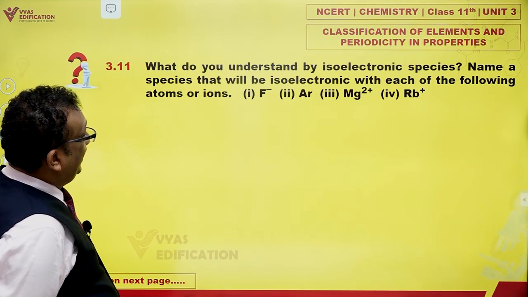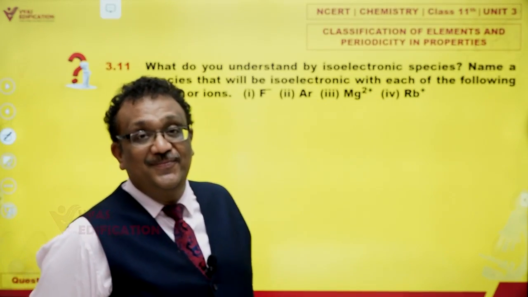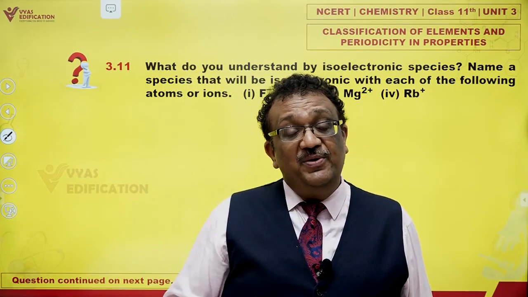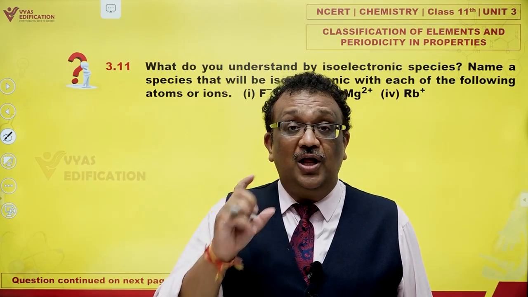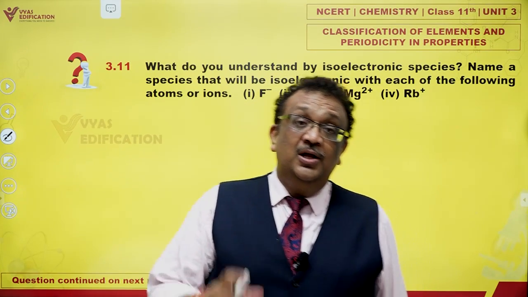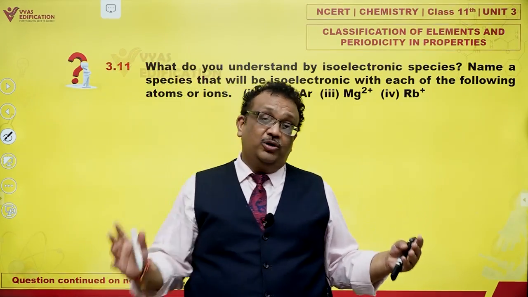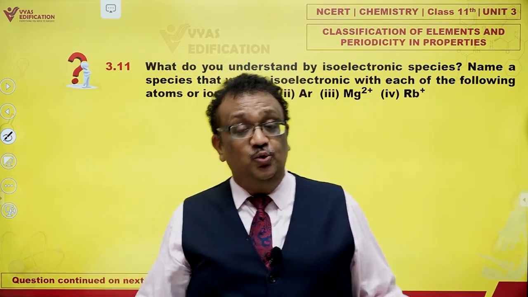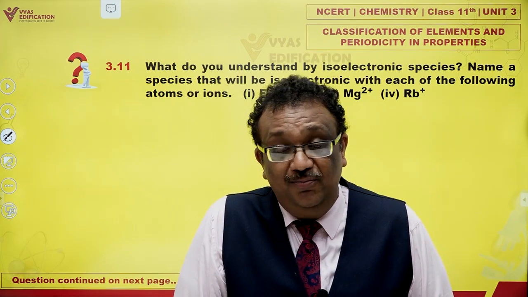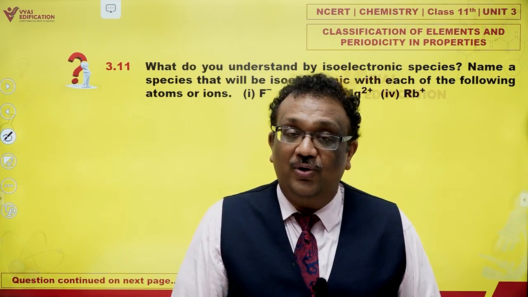What do you understand by isoelectronic species? If different species have the same total number of electrons, please note, the total number of electrons present in species 1 is equal to the total number of electrons present in species 2, then those species are termed as isoelectronic.